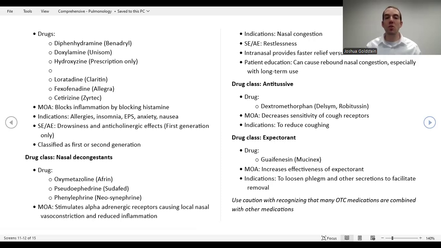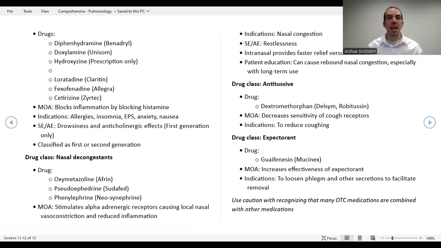What are those used for? They're used for allergies. They're used for insomnia. They can be used for EPS. They can also be used for, I didn't put it on here, some of the symptoms of Parkinson's disease. They can be used for anxiety, and they can be used for nausea. Some of those are off-label, some of them are labeled. But it has a whole bunch of different uses.